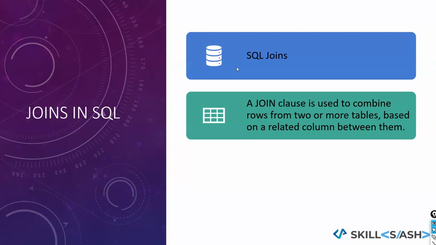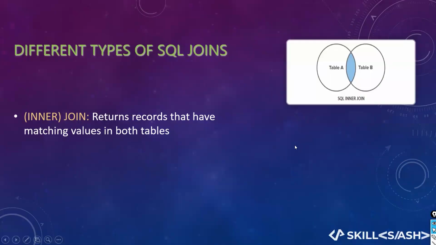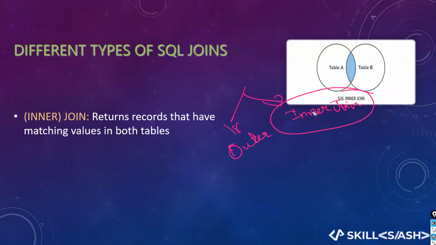Okay, guys, so let us understand the different types of joins that we have in the industry, and this is very useful. There are two major types of joins that we have. The first type of join is outer join and inner join. Let us understand what this inner join is.